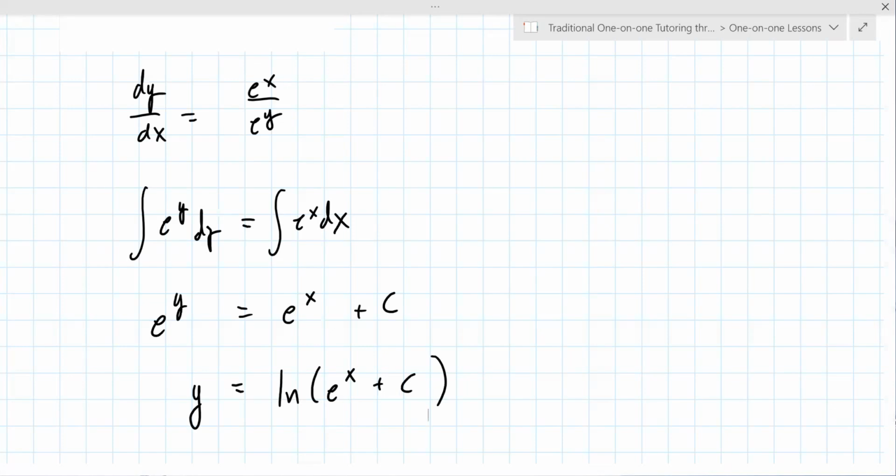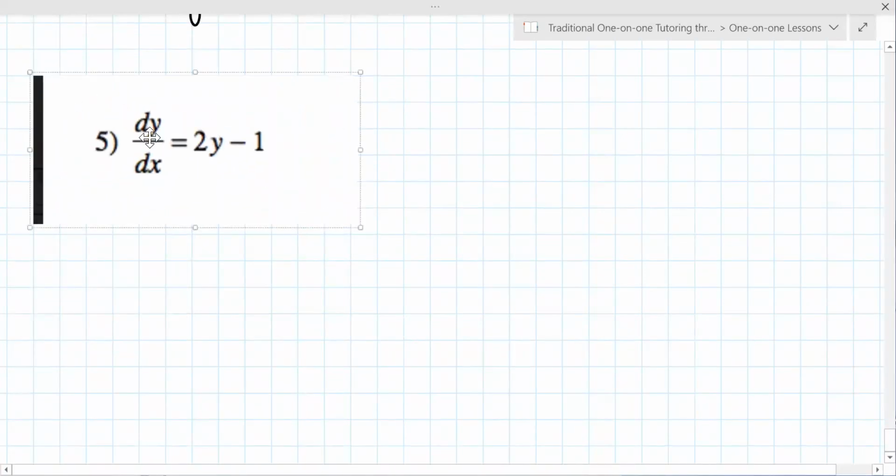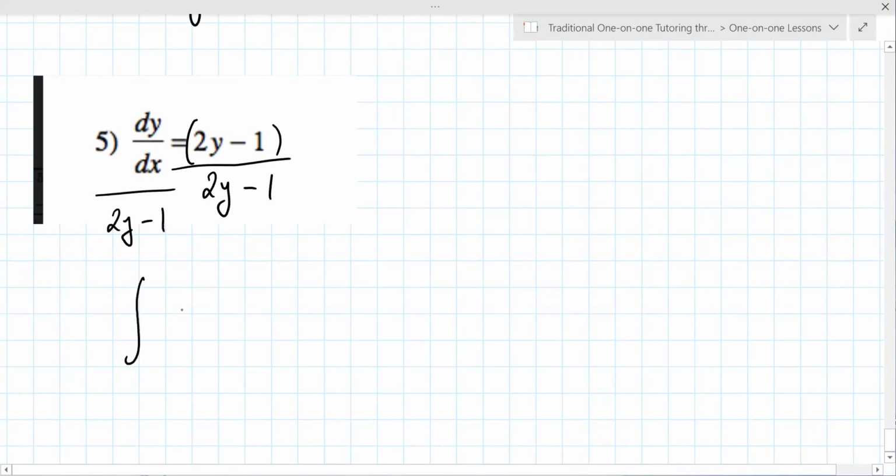Got it. All right, let's look at 5. Okay. 5 could be unclear because you might think, oh, Matthew said I can't add or subtract, so I'll subtract the 2y. You can always divide by the whole thing. You can divide both sides by 2y minus 1. So you get integral dy over 2y minus 1 equals integral dx. And it's okay to just have a dx. It's okay to just have a dy on the left.